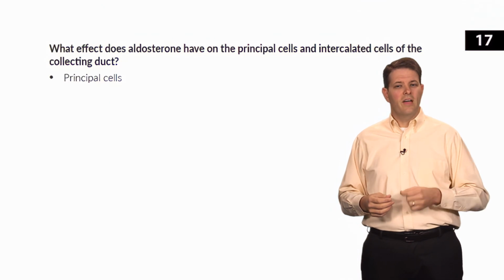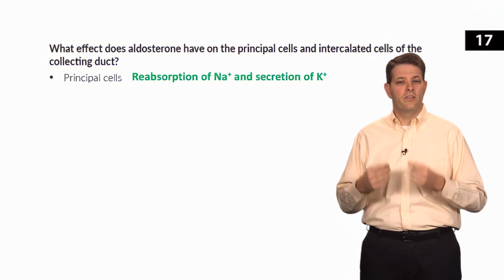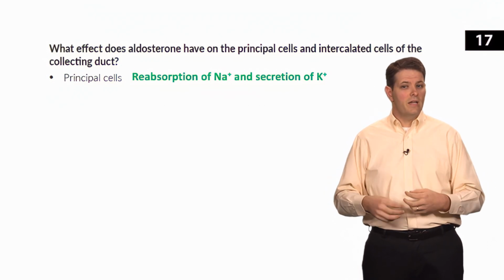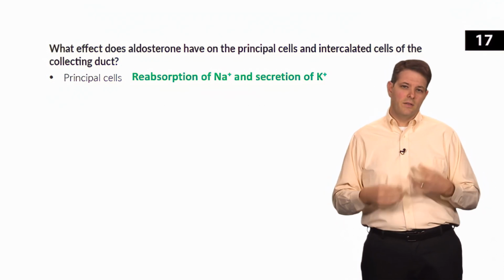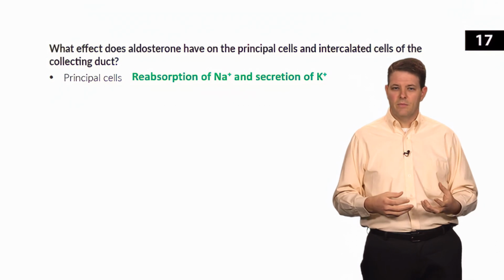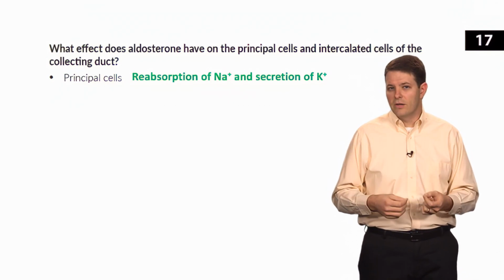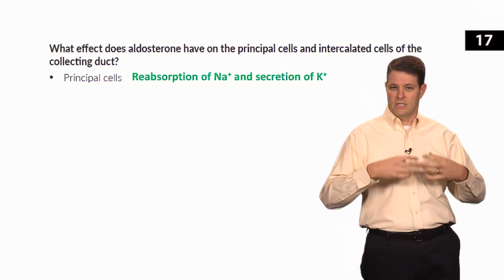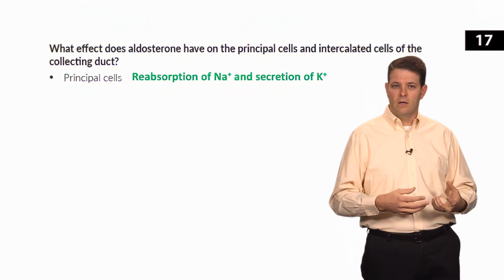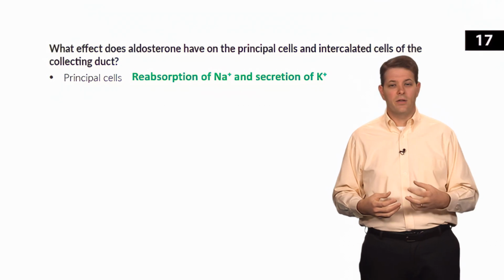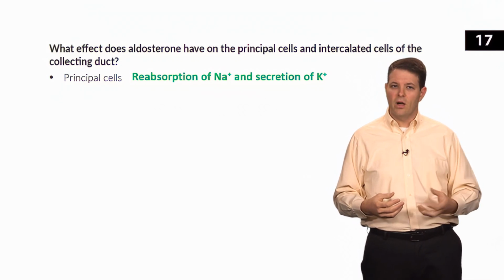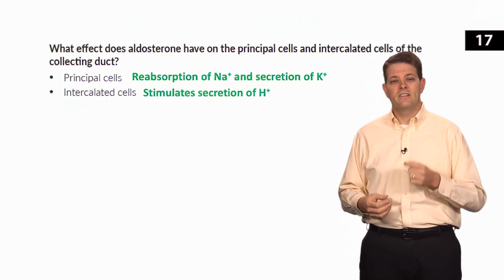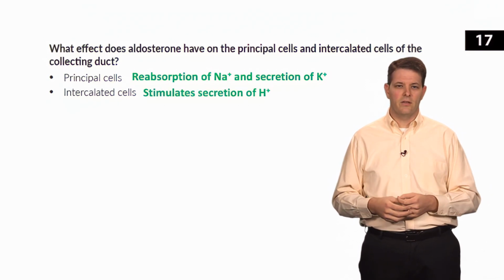In the principal cells, aldosterone causes reabsorption of sodium and secretion of potassium. Aldosterone causes your body to retain sodium and retain water. And at the same time, you're secreting potassium. So if you have hyperaldosteronism, you're going to get hypokalemia, plus a little hypertension because of retention of sodium and water. And if you were to inhibit aldosterone with an aldosterone antagonist, this might cause some hyperkalemia. And then in the intercalated cells, aldosterone stimulates secretion of hydrogen ions.